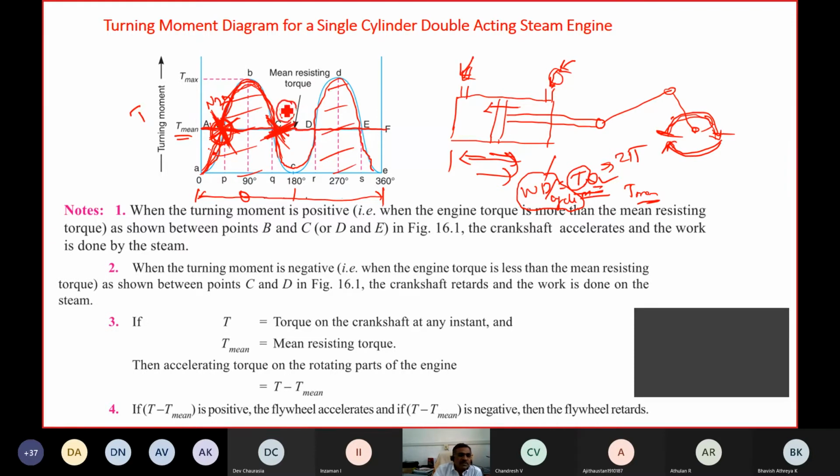So N1 is maximum speed, N2 is minimum speed. Now it is rotating at maximum speed and high energy. After this, the energy produced is less than the mean value. So what will happen? It will take the energy from the flywheel. The energy of the flywheel is slowly decreasing up to this point. Up to this point, the energy of the flywheel will be decreasing, and speed will be decreasing.